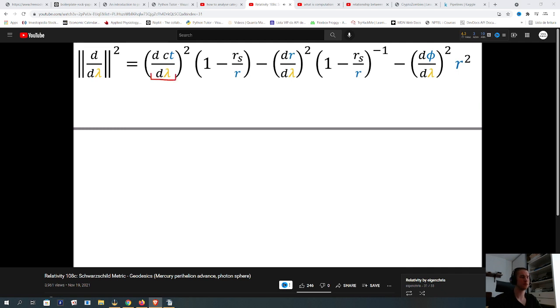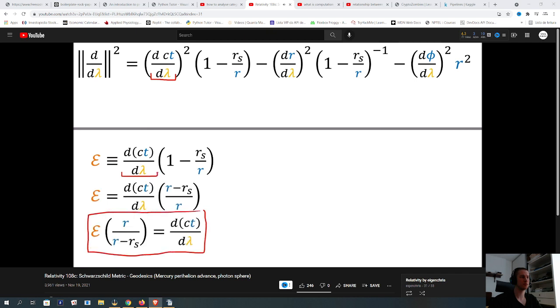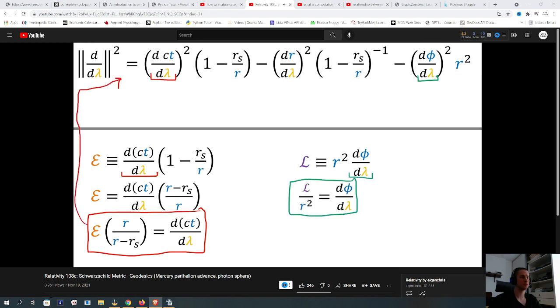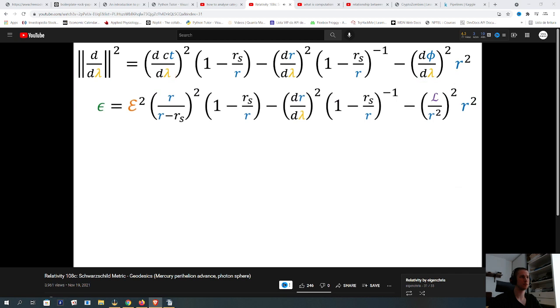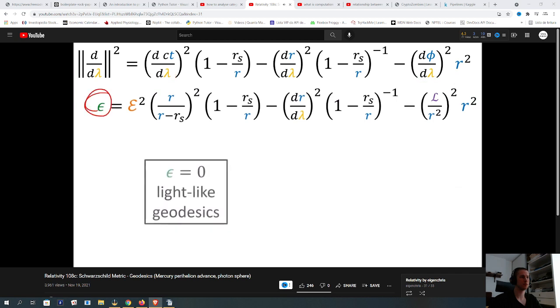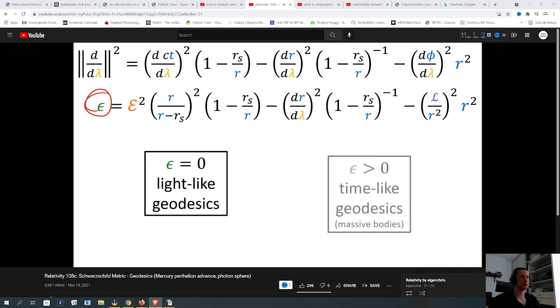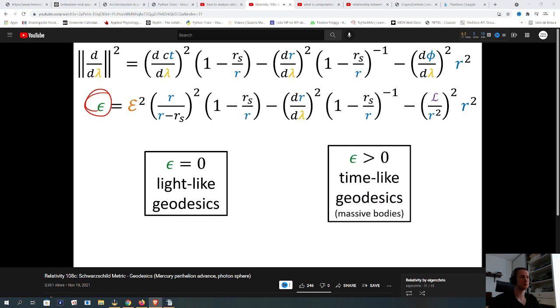Notice that the derivative of ct also lives in our energy constant of motion. With some algebra, we can solve for the derivative of ct. The derivative of phi can also be solved for using our angular momentum constant of motion. We can now plug these in to get this. As a final step, we can set the squared length of our tangent vector equal to a number epsilon. This number is 0 for light-like geodesics, and positive for time-like geodesics that massive bodies follow.